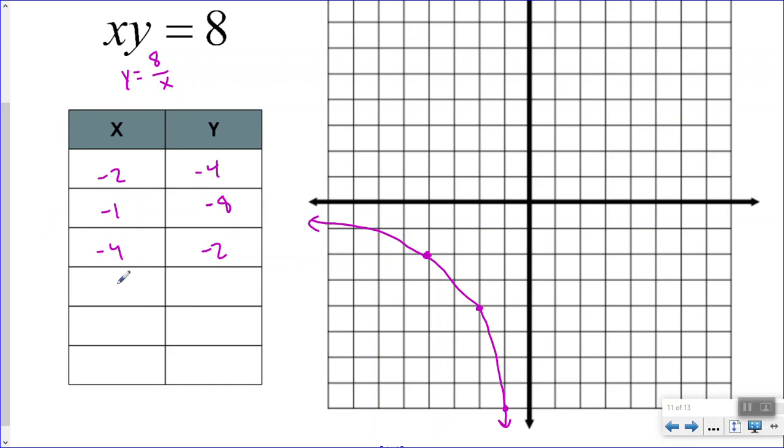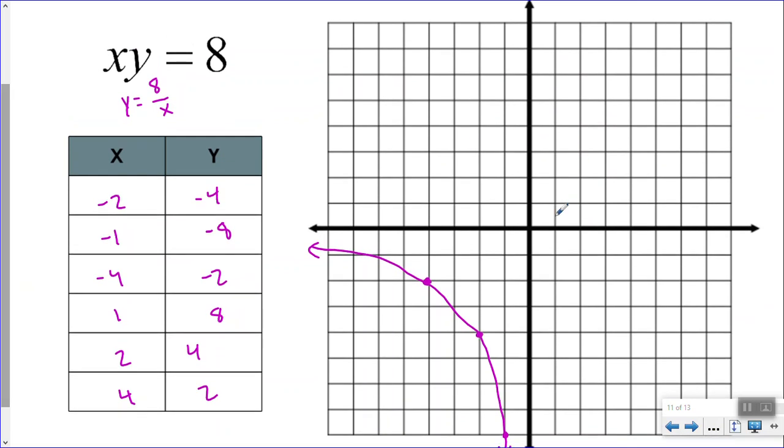We also want to show the positive part, so we can have the point (1, 8), we could have (2, 4), we could have (4, 2). So we can graph all those points and get an idea of what this looks like. So we've got (1, 8) there, (2, 4) here, and (4, 2). And then we also know we have that one over here. And when we connect these dots, there's going to be a bit of a curve to it.